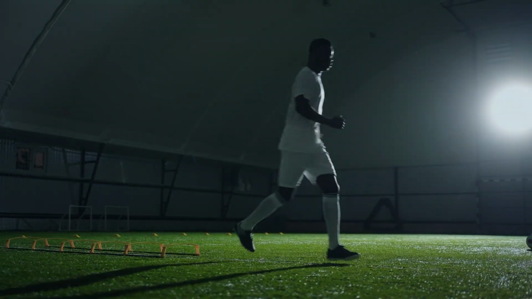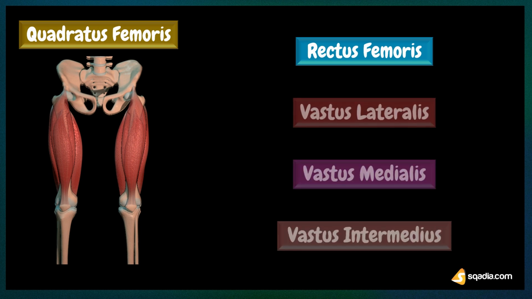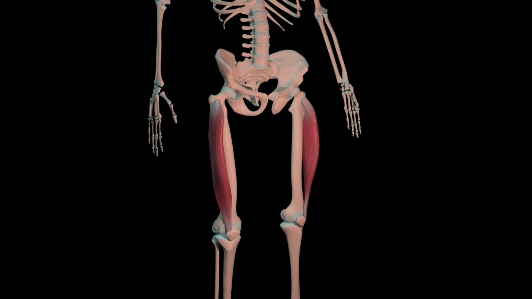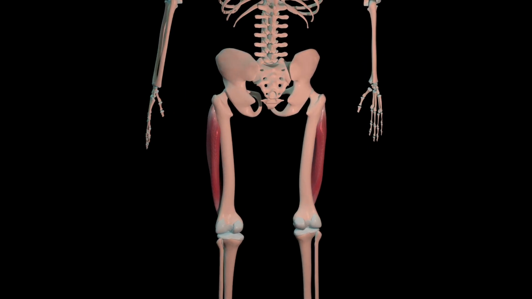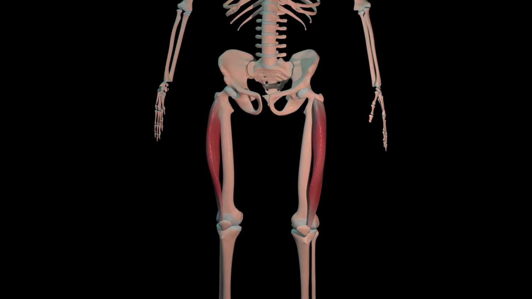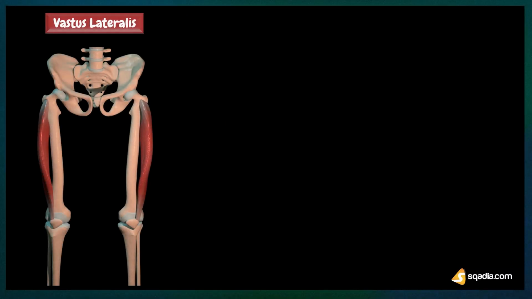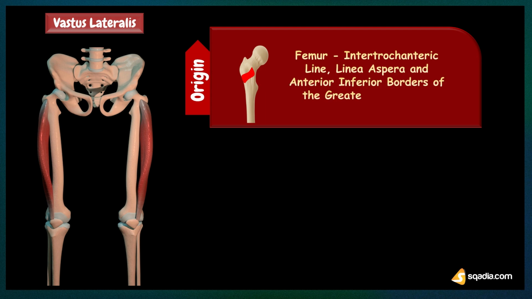Now let's look at the 3 vasti muscles of the thigh. The 3 vasti are wrapped around the shaft of the femur in the positions indicated by their names. Starting with the vastus lateralis first. The vastus lateralis muscle forms a large part of the quadriceps femoris. As you can see here, it is a bulky muscle. The muscle fibers originate from the femur. To be precise, from the upper part of the intertrochanteric line and linea aspera, and from the anterior inferior borders of the greater trochanter as well.